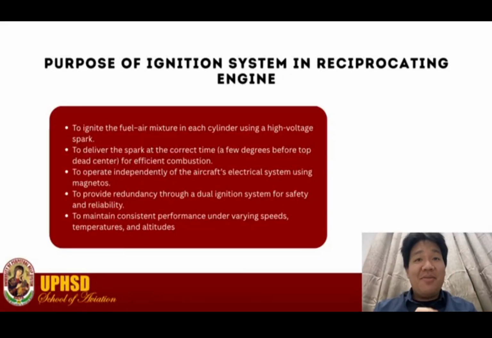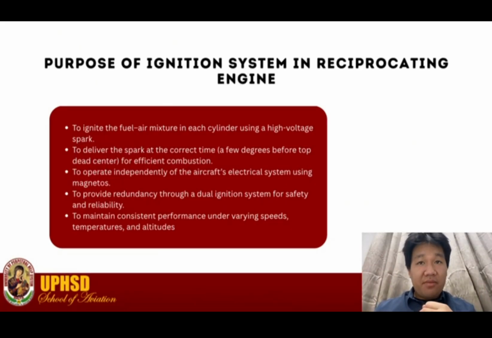So, the purpose of the ignition system in the reciprocating engine is to ignite the fuel-air mixture in each cylinder using a high voltage spark, and to deliver the spark at the correct time for efficient combustion. It also operates independently of the aircraft electrical system, using magnetos to provide redundancy through a dual ignition system for safety and reliability, and to maintain consistent performance under varying speeds, temperatures, and altitudes.